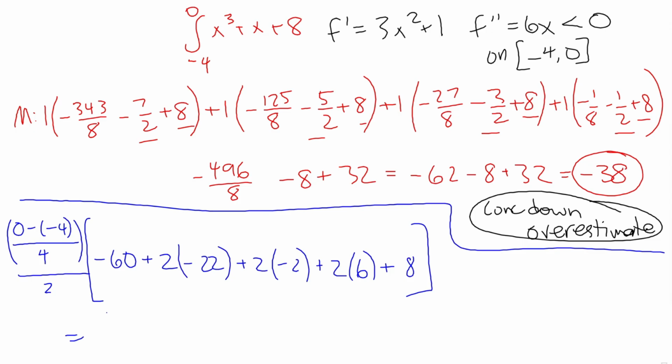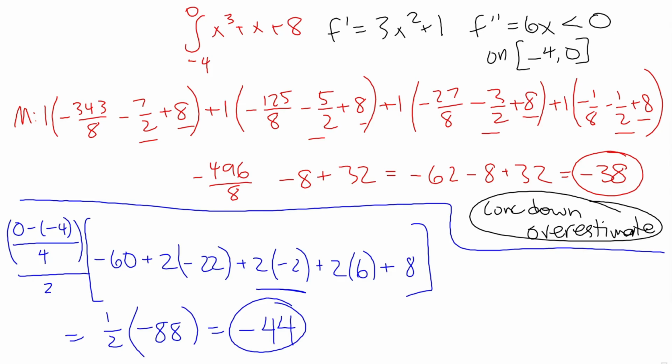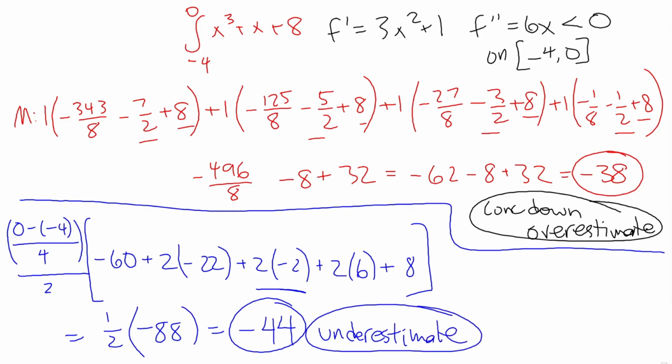And so we end up with 1/2 of negative 60 minus 44, which is negative 104, and then negative 108. If we add 12 to negative 108, that's going to be negative 96, and if we add 8 to that, that's going to be negative 88, and when we multiply that by 1/2, we get negative 44. And again, because the function is concave down, this one is going to be an underestimate, because a trapezoidal approximation will always underestimate when a function is concave down.